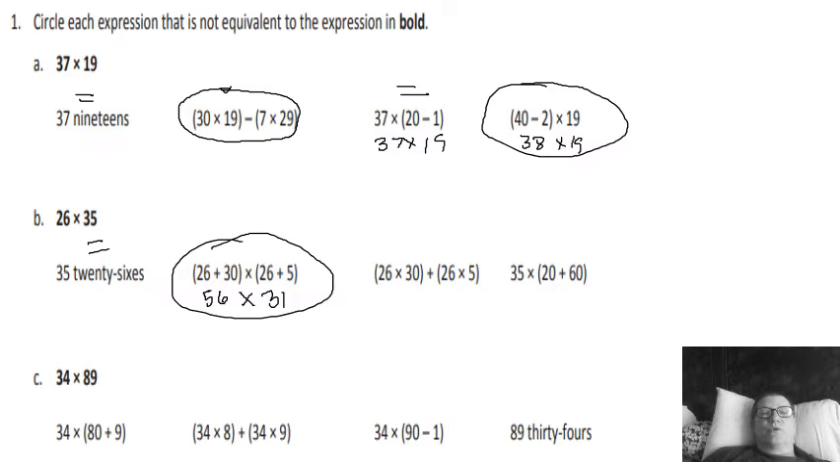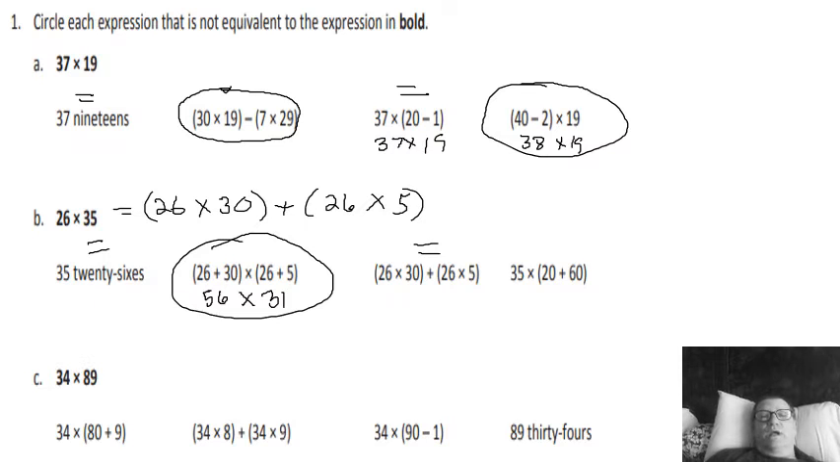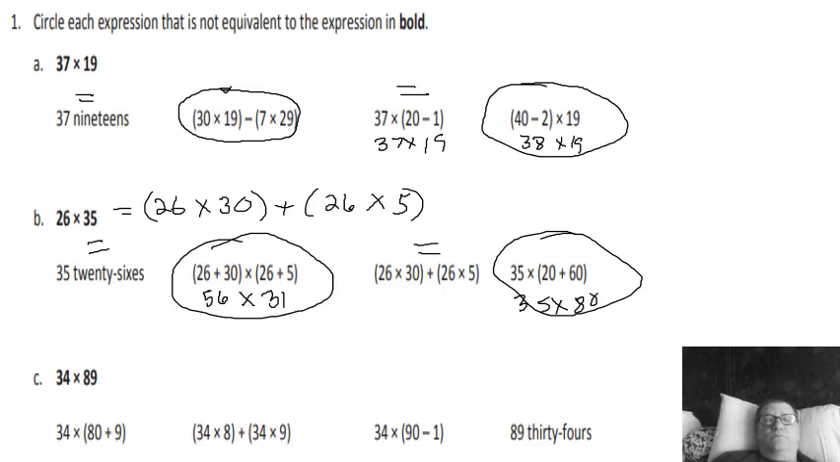On our next one, we're doing 26 times 30 plus 26 times 5. So basically just doing distributive property. If I go 26 here times 30, because I'm splitting the second factor, plus 26 again, which is the same factor, times the rest of the 5 for 35. So this one here is equal. Our next one says 35 times 20 plus 60, so that's going to be 35 times 80. So this one here also cannot be equal. Our next one comes up being 34 times 80 plus 9, which would be 34 times 89, which is equal.